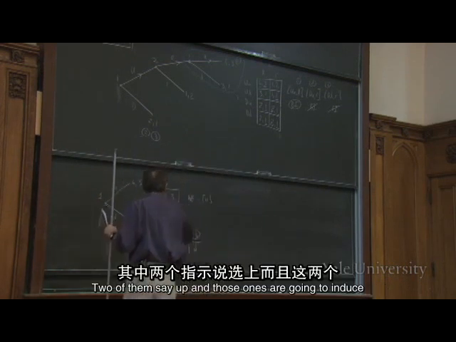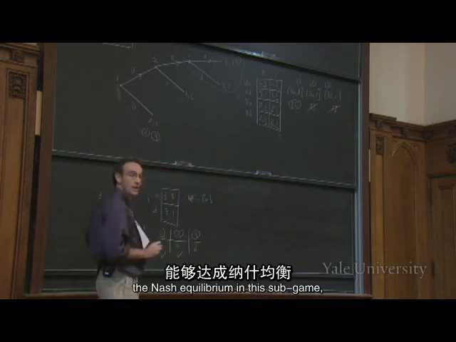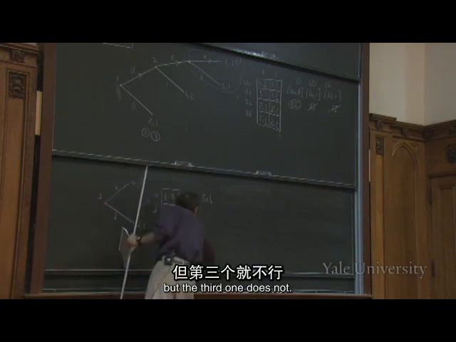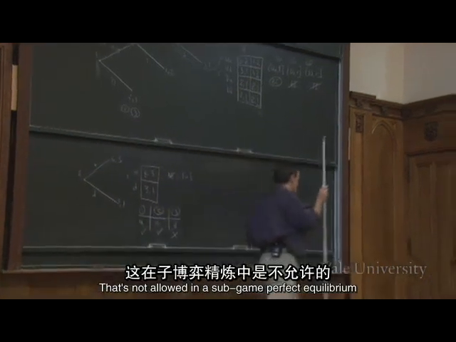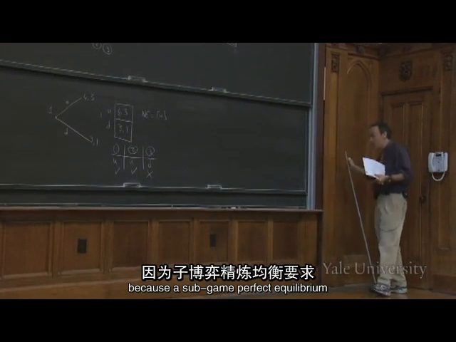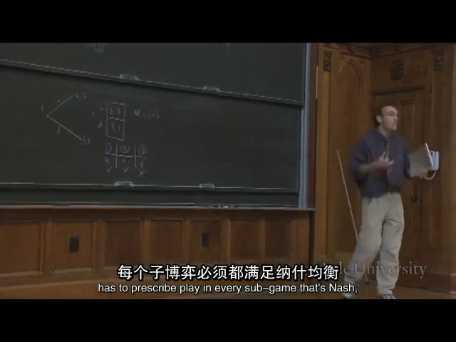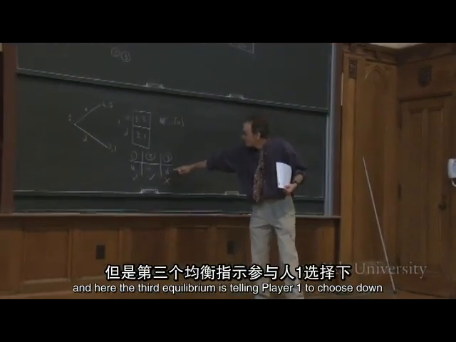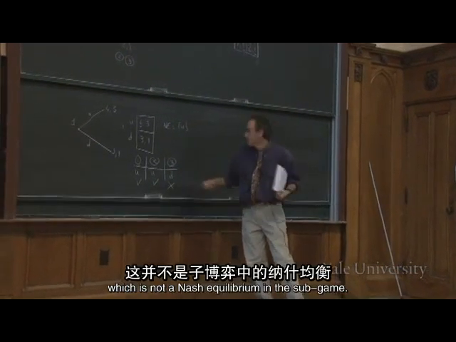All right, 2 of them say up, and those ones are going to induce the Nash equilibrium in the subgame. But the third one does not. The third one says down, and that's not allowed. That's not allowed in a subgame perfect equilibrium because a subgame perfect equilibrium has to prescribe play in every subgame that's Nash. And here, the third equilibrium is telling player 1 to choose down, which is not a Nash equilibrium in the subgame. All right?